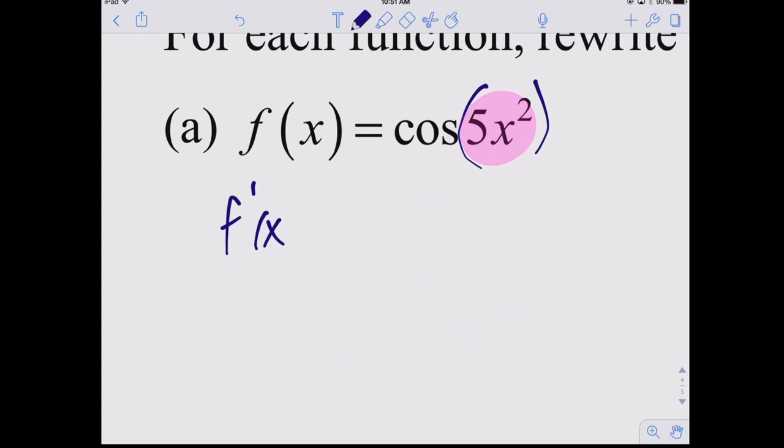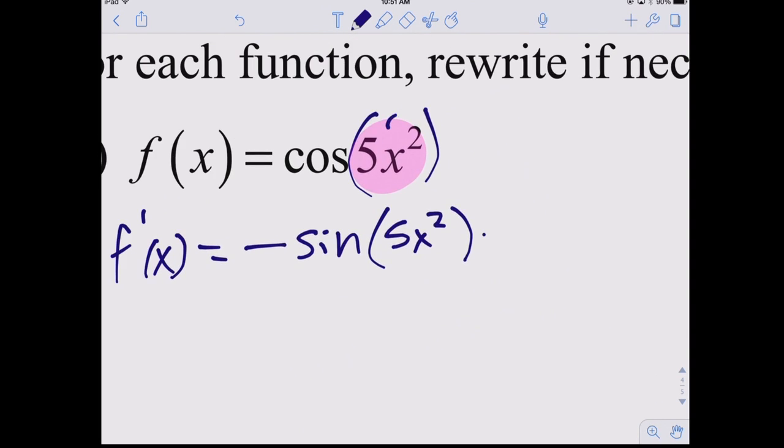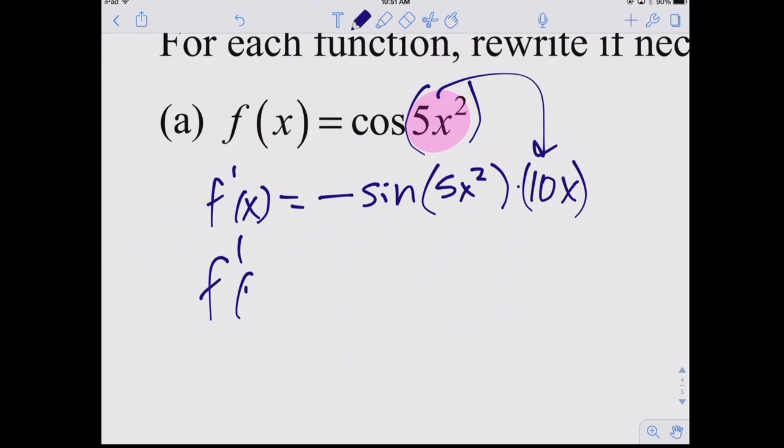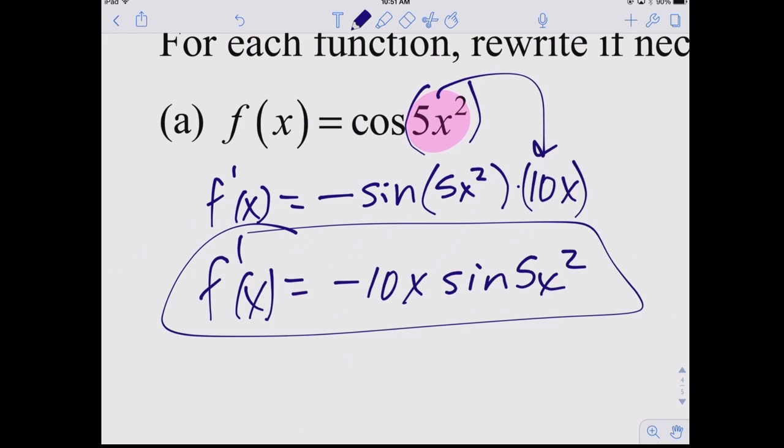Here we go. F prime of x equals, working from the outside in, what's the derivative of cosine of blob? Negative sine of the blob. And again, remember, you don't take the derivative of the blob just yet. Times, there's that little link in the chain, the derivative of 5x squared, which is 10x. Now it's just a matter of simplifying. You can bring the 10x in front times the negative 1 that's there, and you get negative 10x sine of 5x squared. And that's it. That would be the function that gives you the slope of f of x at any x value.